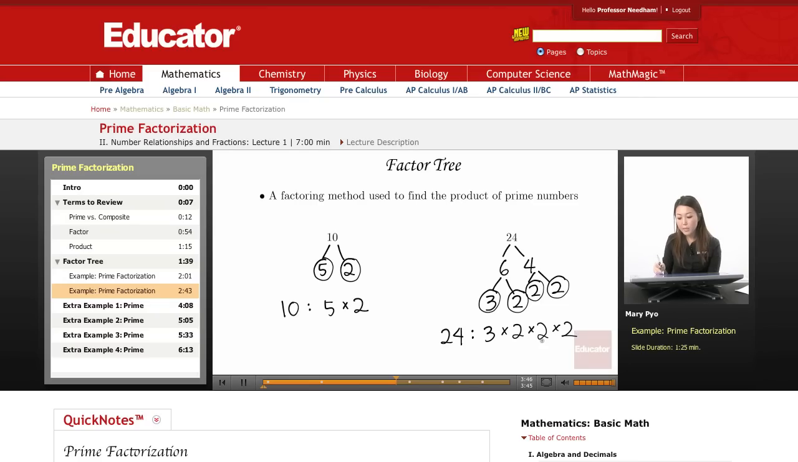Now since I have the same numbers here, I can write this in exponent notation. So this can also be 3 times 2 to the 3rd power because I have 2 three times. I'm sorry, three 2s.